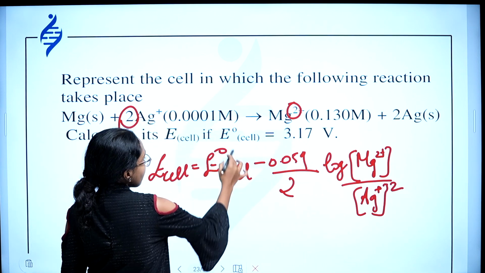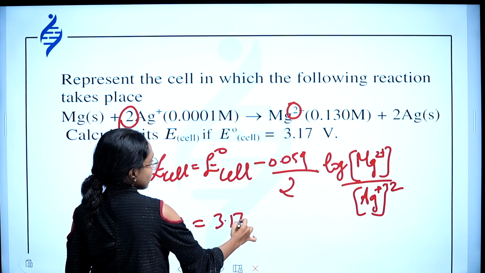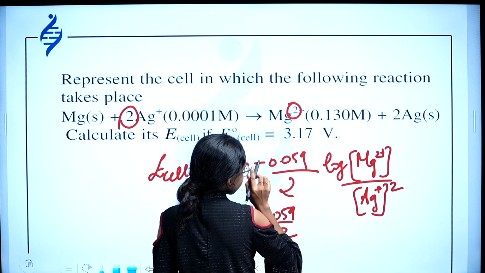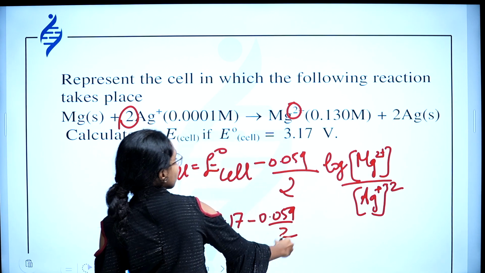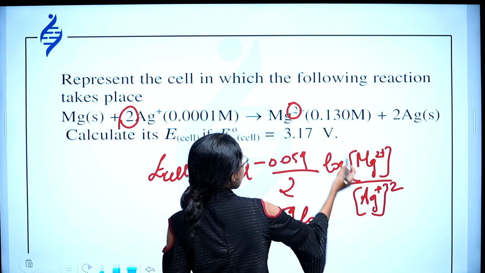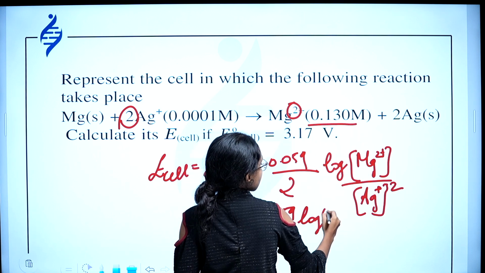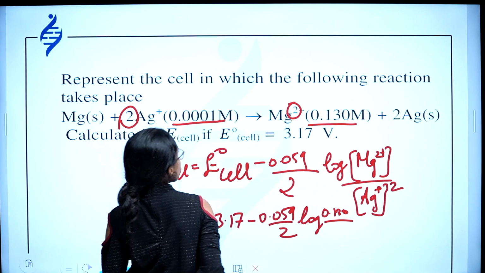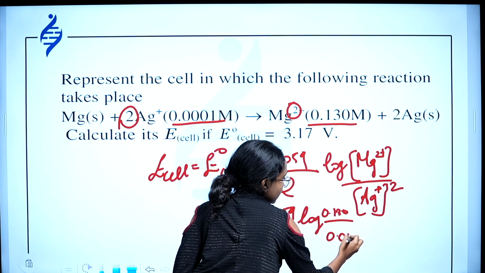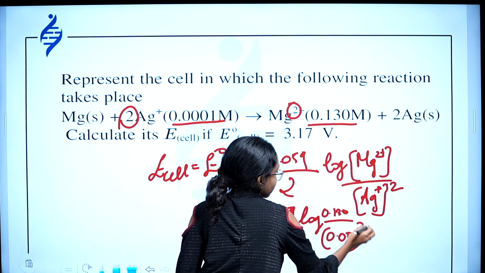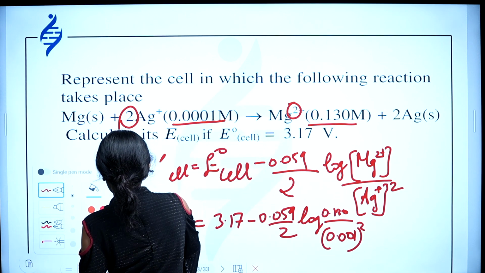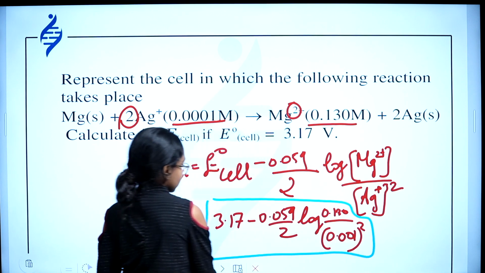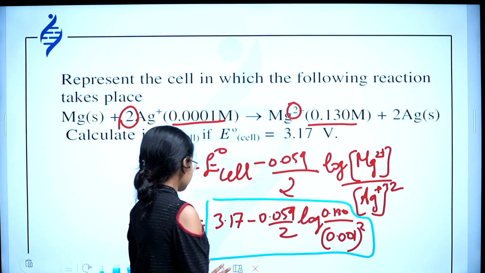Substituting the values, you will get E naught cell, which is already given as 3.17, minus 0.059 by 2 log. Mg2+ is already given, the value is 0.130, divided by Ag+, 0.0001 whole square. So when you substitute the values and calculate it, you will get the final result. Okay, this is the equation.